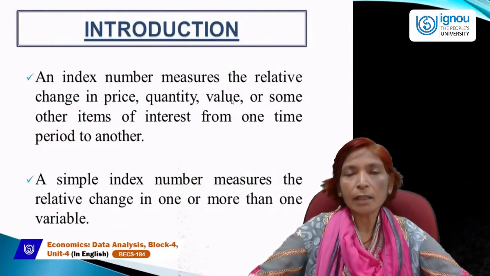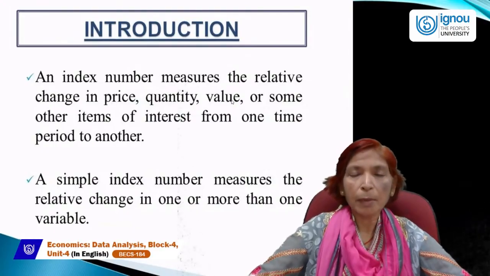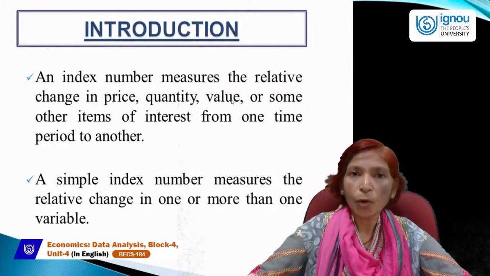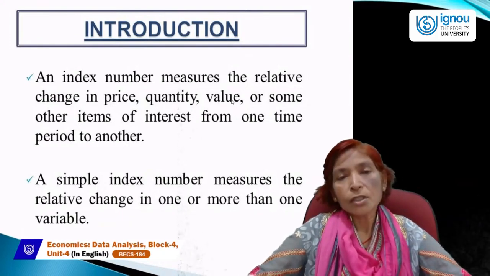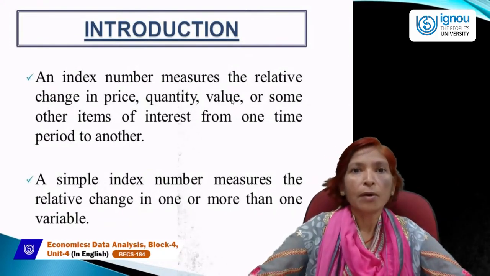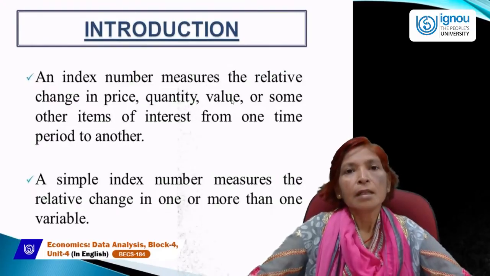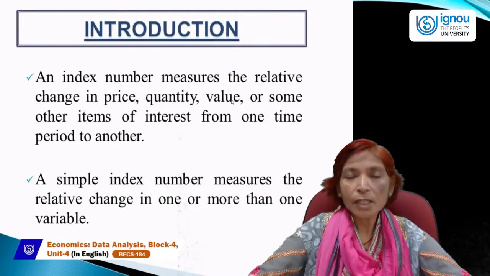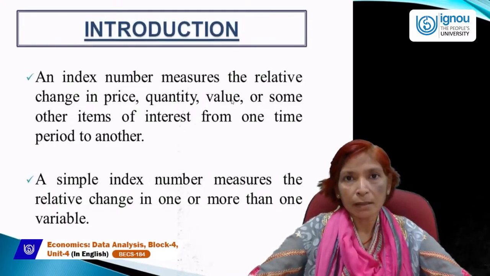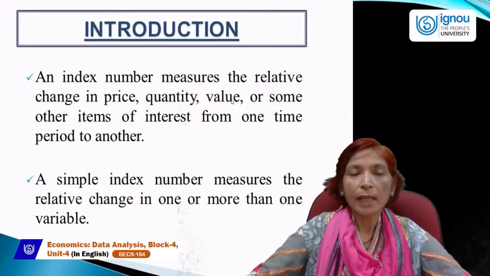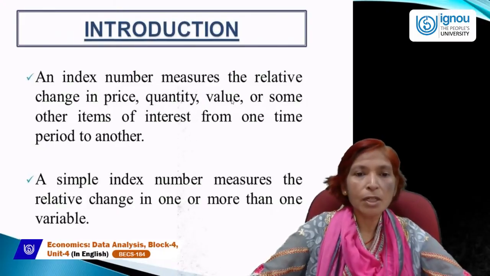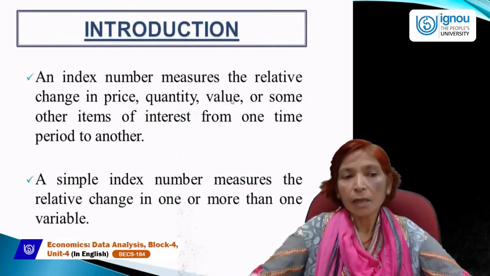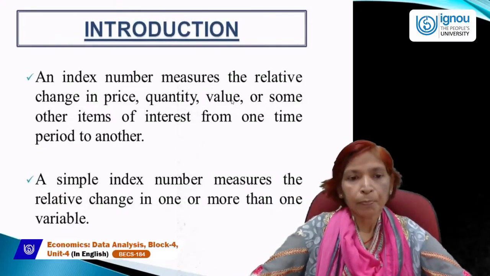If we want to estimate the relative change, it may be price, quantity, export and import, the consumer price index, the human development index, or the physical quality of life index. Anything we can estimate. If we want to compare two things, then index number is the best measure, which tells us the relative change in a particular thing.